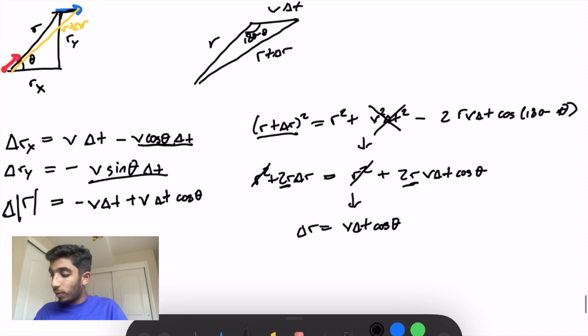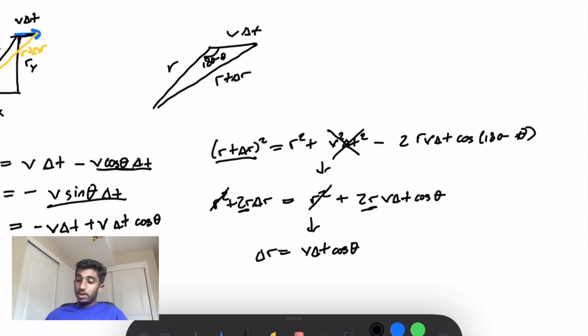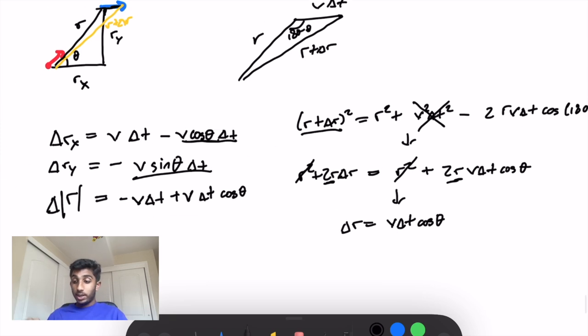If you're confused on why we were able to just cancel the v squared delta t squared, or the delta r squared, it's because when we do this in terms of calculus, these are not deltas, but these are little small changes called dt or dr. And because they're so small, when you square them, it is completely insignificant to the equation, so we can just cancel them out. It's not even an approximation at that point.